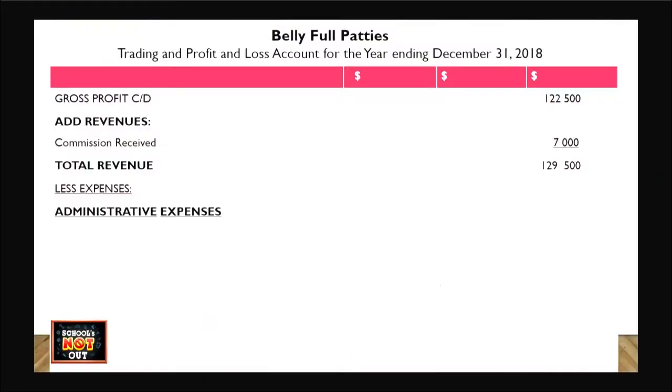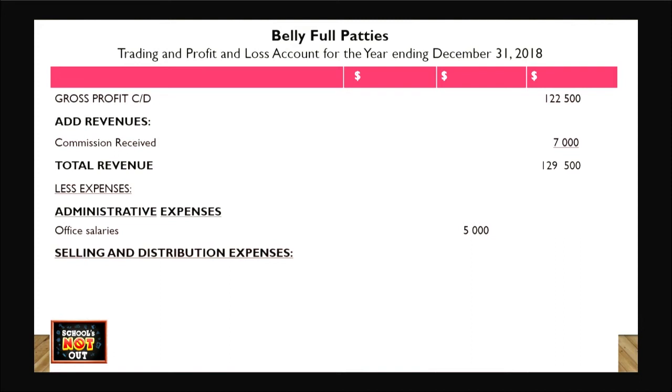The first set of expenses that we have, as I had outlined to you before, are our administrative expenses. My example for bellyful patties is office salaries. Office salaries, yes, money that we pay out to the secretary or the other members of the admin staff. The figure for me is $5,000.